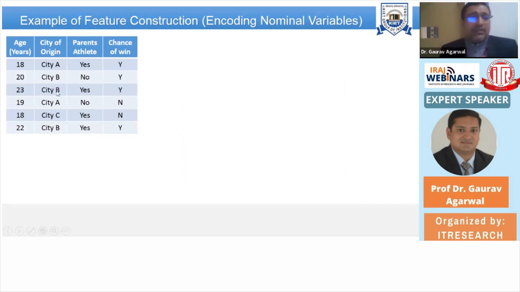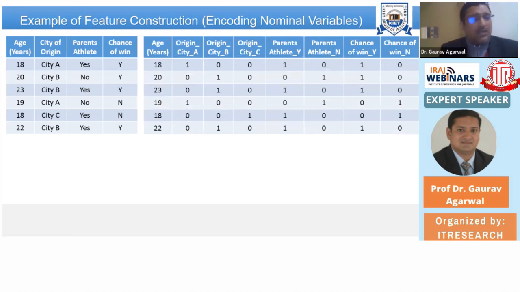If we take an example of feature construction, let us consider this data. In this data, we have qualitative values as well as quantitative values. Machine learning is basically applied on quantitative values. So to convert this table, we can convert it like this. We have age, then origin city. Cities are of three types: city A, city B, and city C. Then I made origin city A, origin city B, and origin city C. Then we have parents as athlete, and for this particular column, we have two possible values, either yes or no. So we have parents athlete yes and parents athlete no. And finally, we have the chance of win, which may be no or yes.